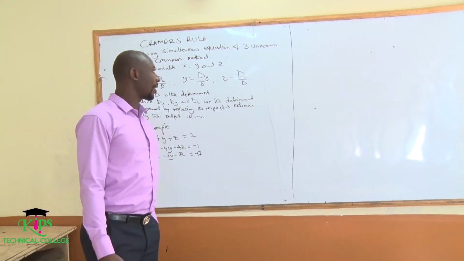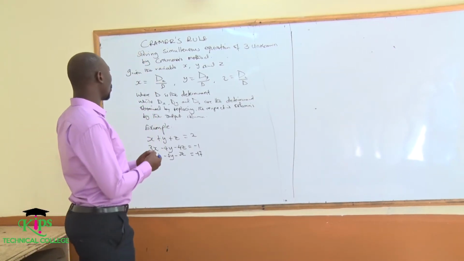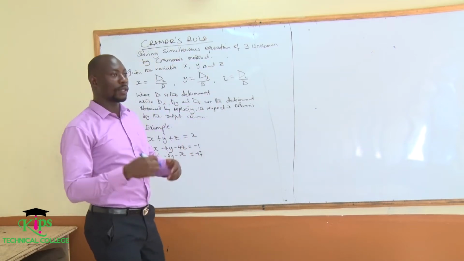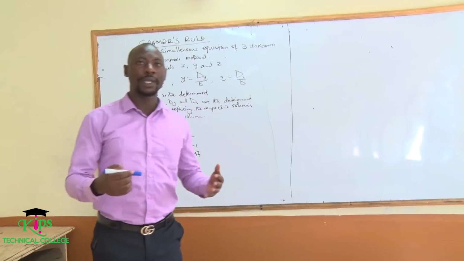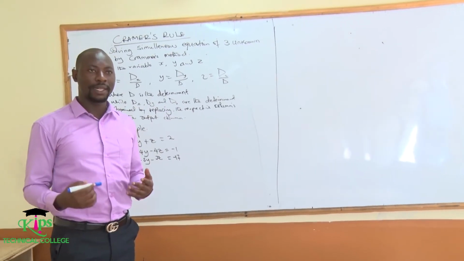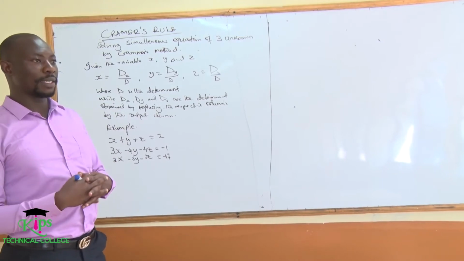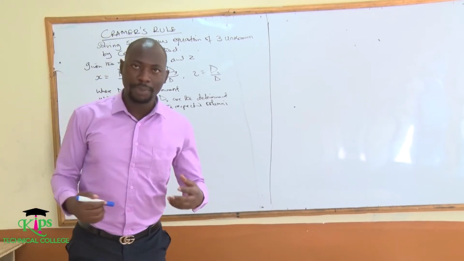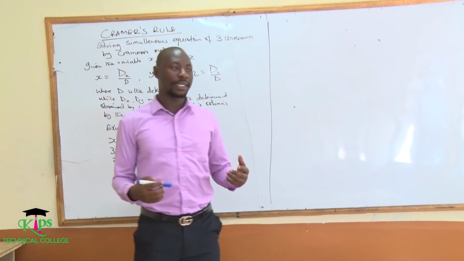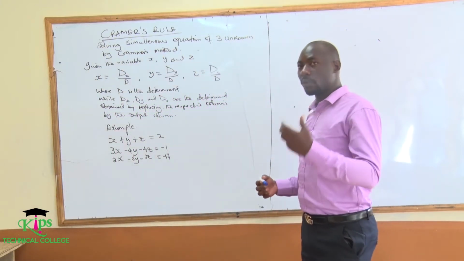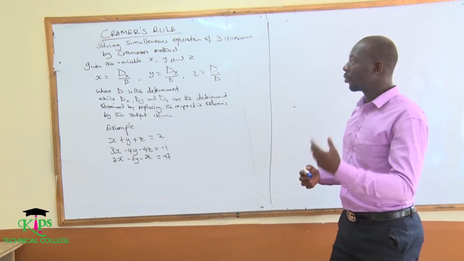Welcome. Our class today, we shall be discussing what we call Cramer's Rule. Previously, we've dealt with 3x3 matrices. We've done how to get the determinant of a 3x3 matrix and the inverse of a 3x3 matrix. So today we want to look at another application of a 3x3 matrix called Cramer's Rule, so as to be able to solve a simultaneous equation of three unknowns.